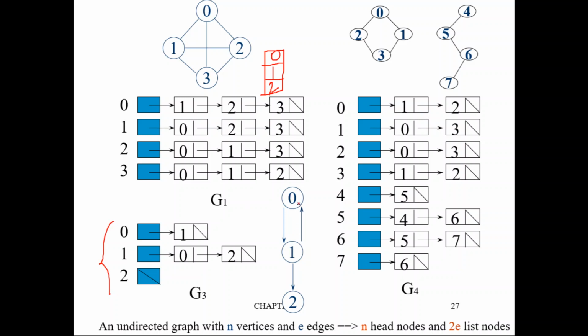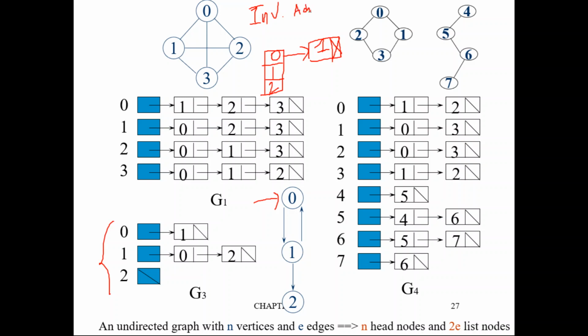Vertex 0 has how many incoming edges? It has only one incoming edge, from 1. So you say 0 to 1, which means that there is an incoming edge to 0 from 1. That is the meaning. Now it's not an adjacency matrix, it's an inverse adjacency matrix. So there is an incoming edge to 0 from 1.